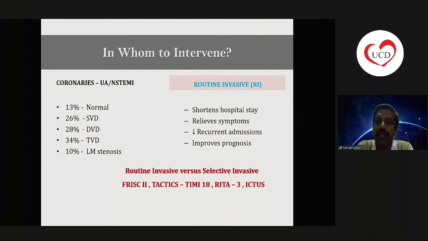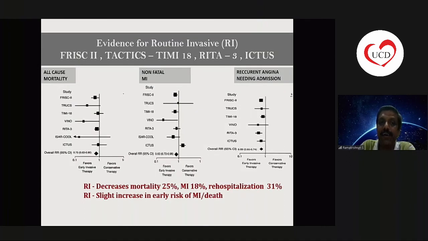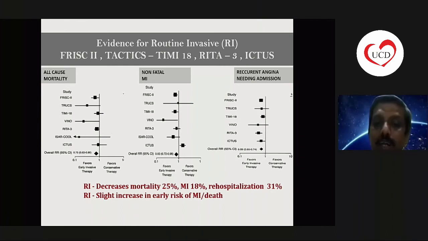So there are many trials that look into the routine invasive versus selective invasive. The most important ones are FRISC2, TACTICS, TIMI-18, RITA3, and ICTUS. And these are the outcomes of these trials. The routine invasive decreases mortality by around 25%, MI by around 18%, rehospitalization by around 31%, but actually it leads to a slight increase in early risk of MI and death. That is where the confusion has started.